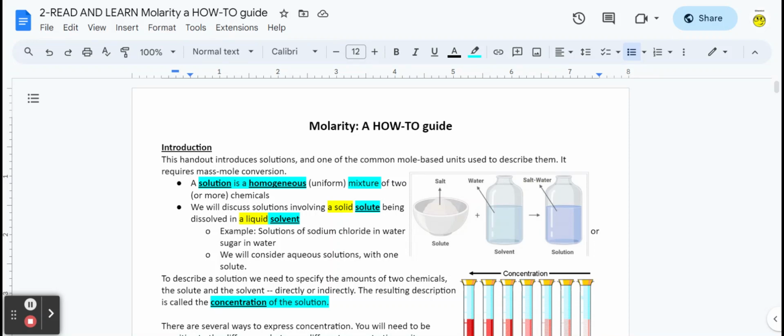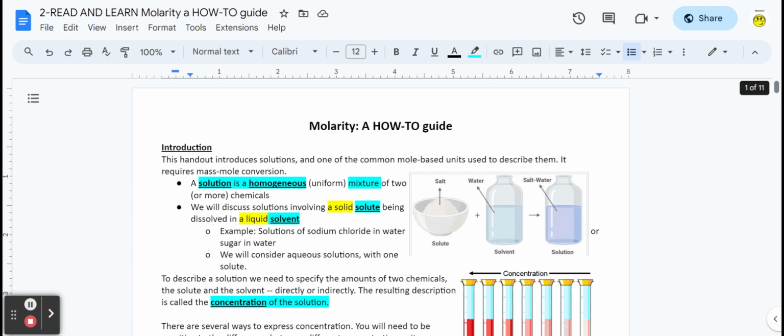So what I want to do this morning is just walk through the notes and some of the practice problems that I asked you to do on Friday when we were home again for our e-learning day. So here we go. We have Molarity, a how-to guide. You'll notice that I went ahead and highlighted a few things, so if you have your hard copy, you may want to do the same thing.